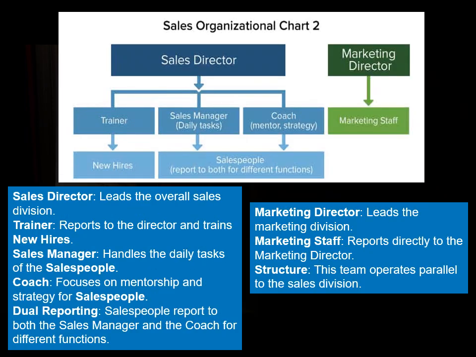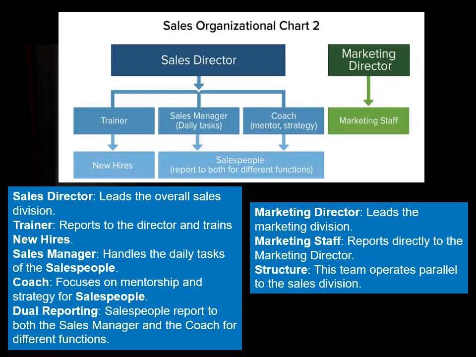You can see the second structure. In this structure you can see there is a sales director, and there are different teams or sub teams like trainers, sales manager for daily tasks, and there is a coach also for mentoring and strategy planning. Again there is a parallel role of marketing director, and the marketing director has independent marketing staff.